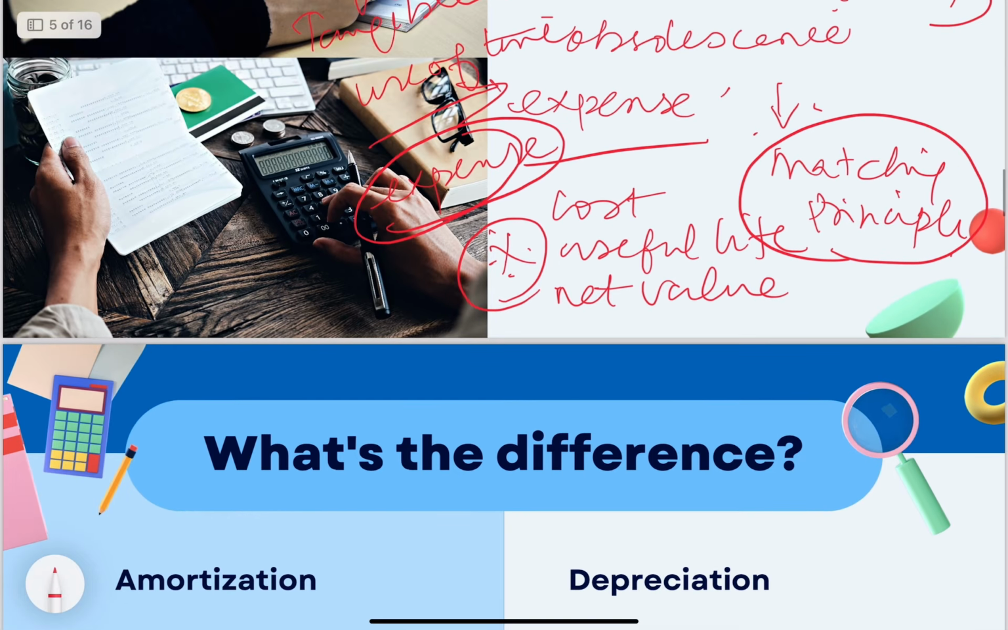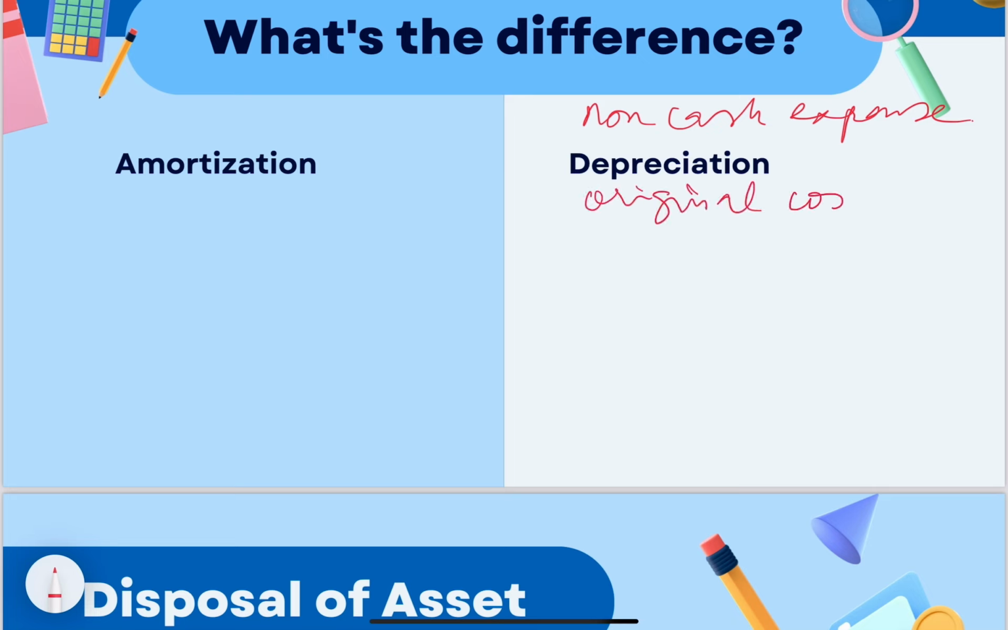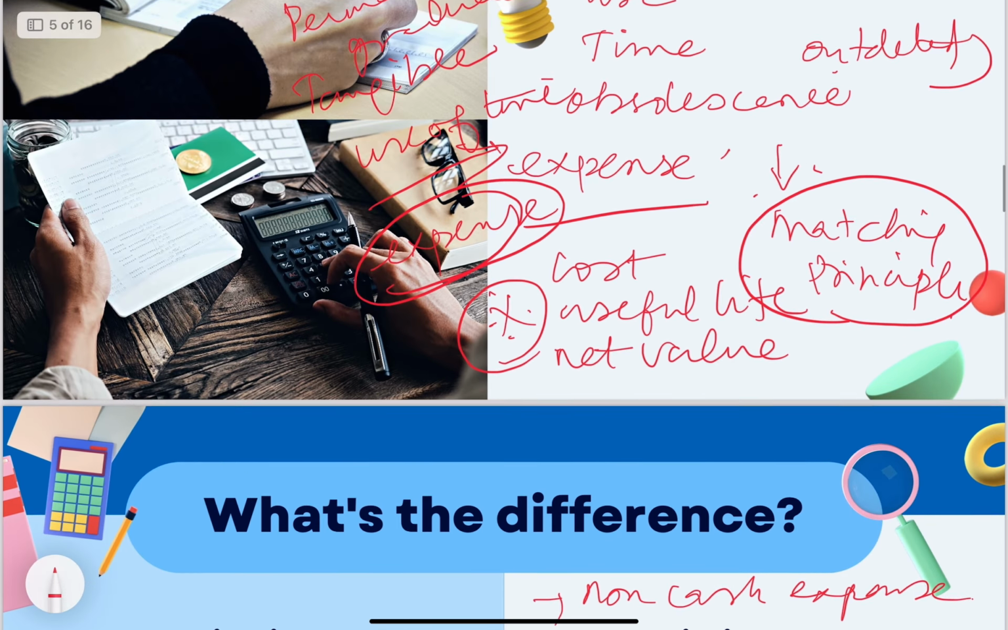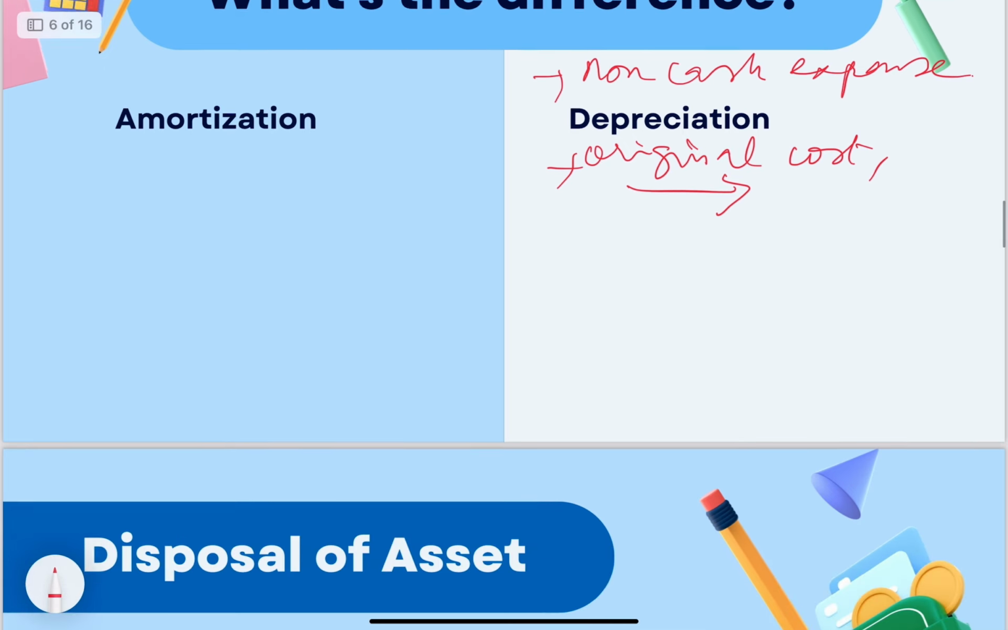And depreciation is a non-cash expense. And based on the historical cost principle, depreciation is calculated on the original cost, not on the market price. So these are some of the points that you'll have to remember. Depreciation is a non-cash expense, it is an expense, and it is calculated based on the original cost. All right.